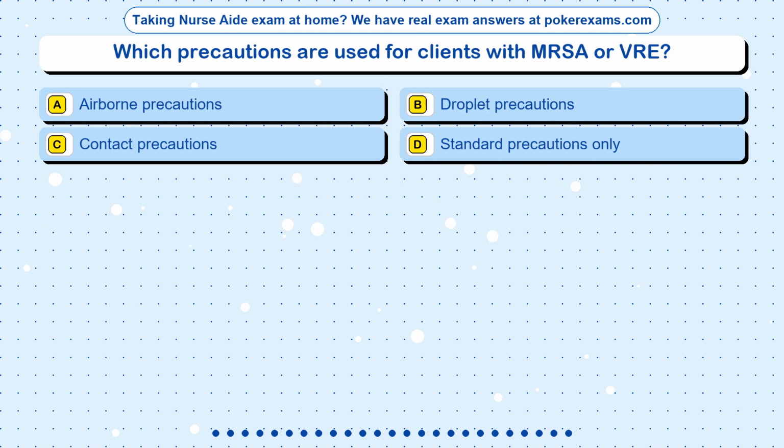Question 10. Which precautions are used for clients with MRSA or VRE? Option A. Airborne precautions. Option B. Droplet precautions. Option C. Contact precautions. Option D. Standard precautions only.